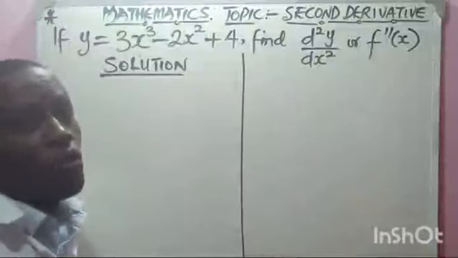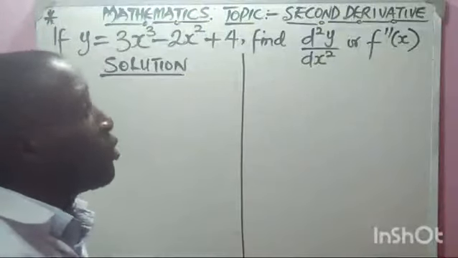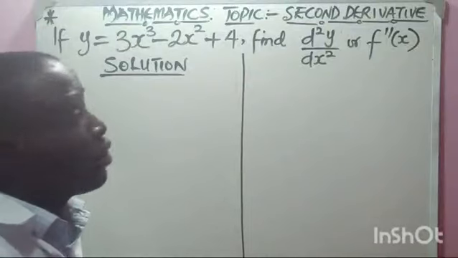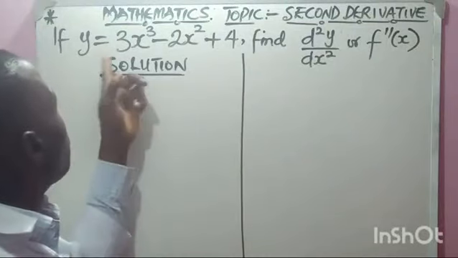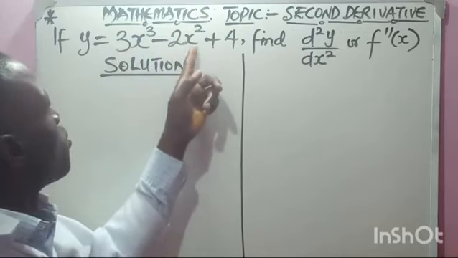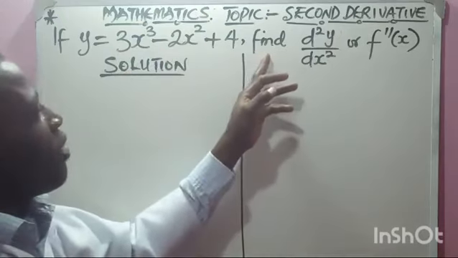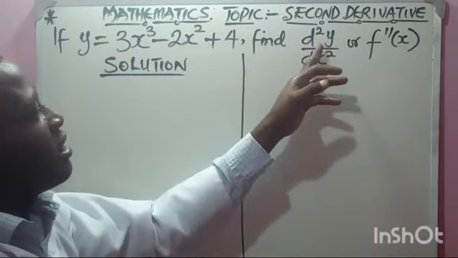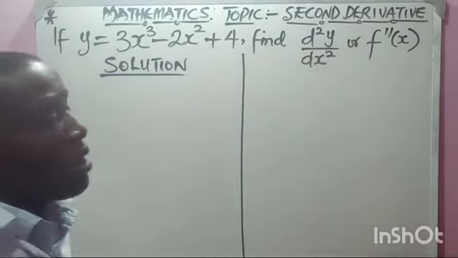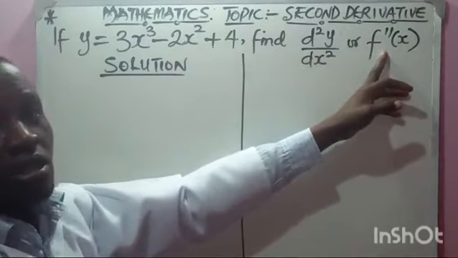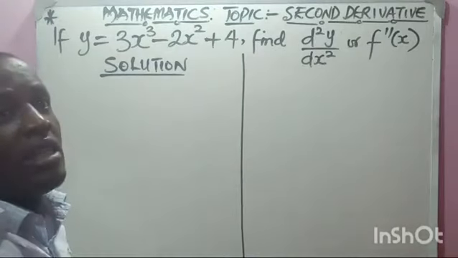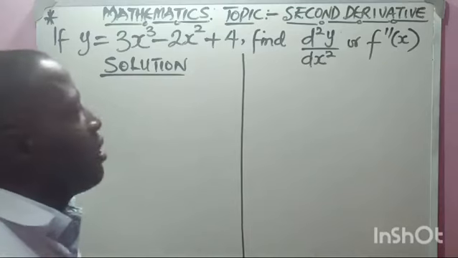Today we have this question on differentiation that we want to quickly look at. It says if y is 3x cubed minus 2x squared plus 4, find d squared y over dx squared. You can write it like this, meaning find the second derivative.